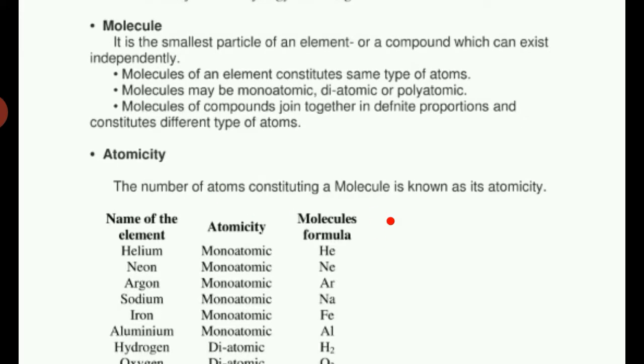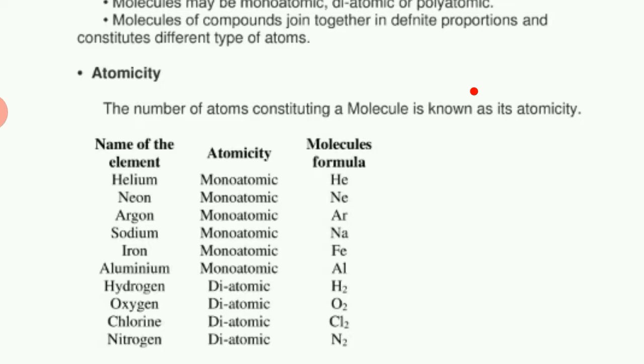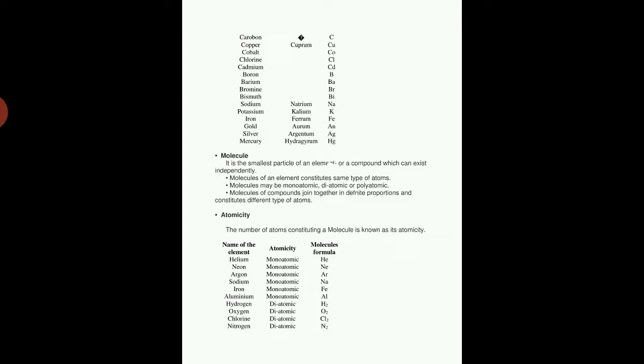Let's see some examples. The name of the element is helium and the symbol is He, or we can say its molecular formula is He. We have only one atom in this, so it is monoatomic. In the same way, neon, sodium and iron are monoatomic. Now we will see hydrogen. Its molecular formula is H2, so it is diatomic. In the same way, oxygen is O2, chlorine is Cl2, and nitrogen is N2, all diatomic.